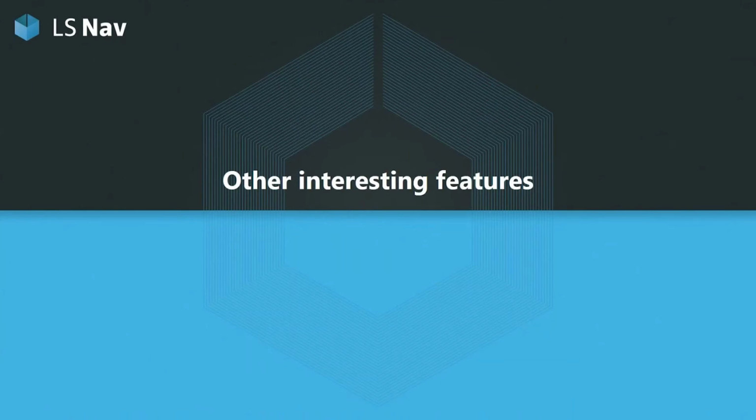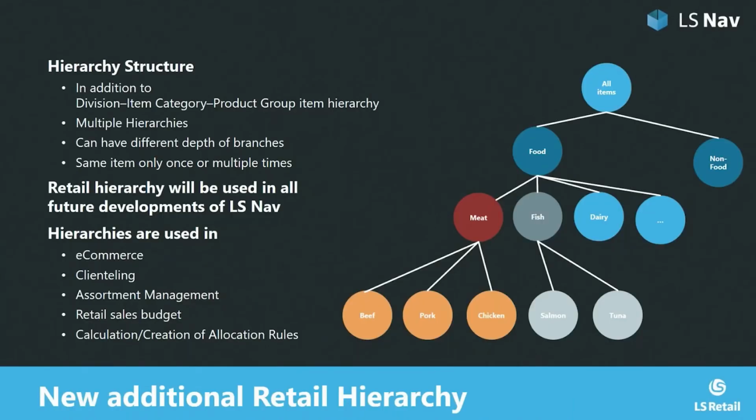Other interesting features. Retail hierarchy. In addition to the default hierarchy, division, item, category, product group, you can have multiple hierarchies, can have different depth of branches, same item only once or multiple times in the same hierarchy. Retail hierarchies will be used in all future development of LS Nav. Currently, the hierarchies are used in e-commerce, clienteling, assortment management, retail sales budget, calculation of creation of allocation rules.